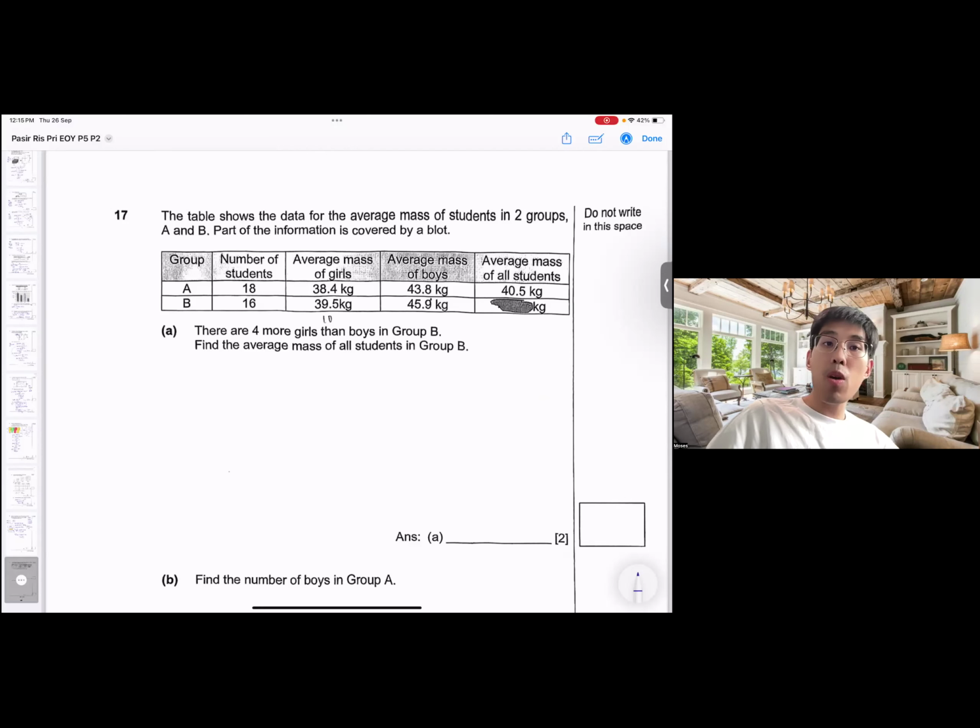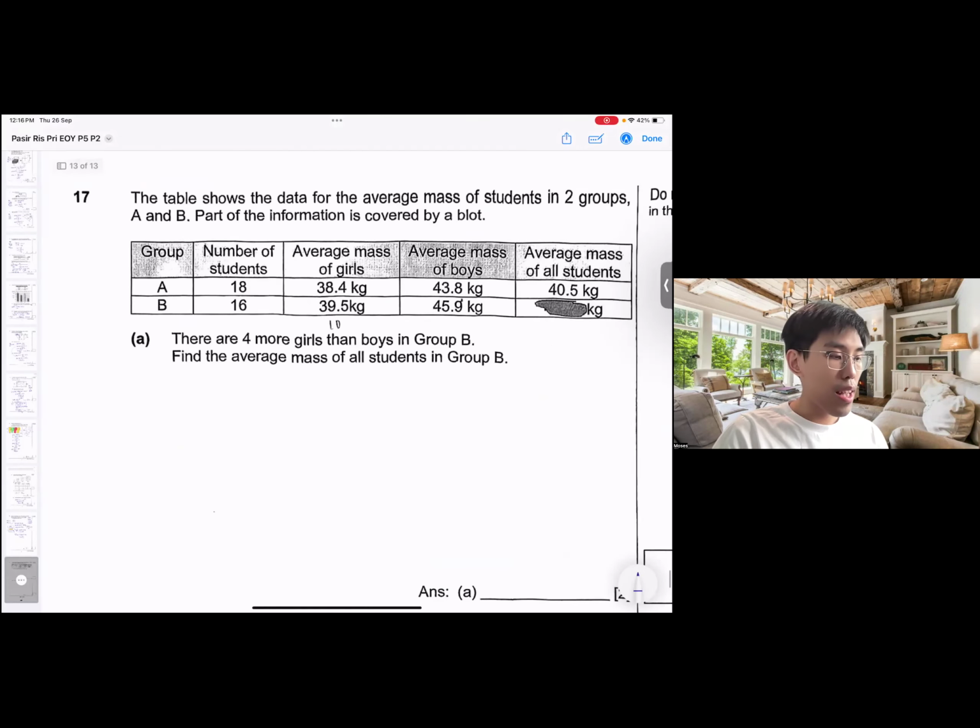Next, the table below shows the data for average mass of students in two groups, A and B. Part of the information is covered by a block. A couple of things we can find, but it's all over the place, so we need to organize and think through what they need us to find. There are 4 more girls than boys in group B. Find the average mass of all the students in group B. This one is quite straightforward because they already told us that in group B there are 16 students.